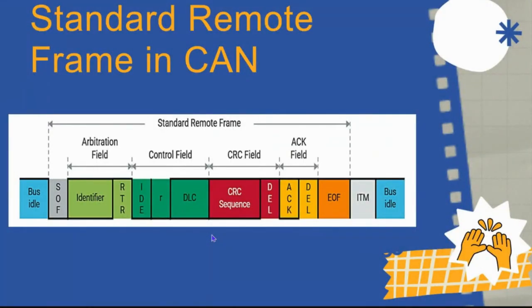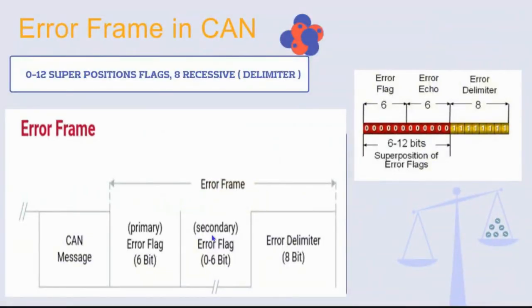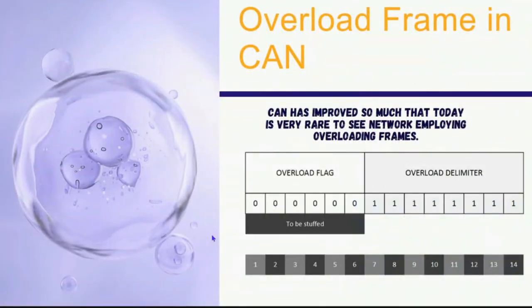Standard remote frame in CAN and error frame in the CAN. It will have 0 to 12 superposition flags and 8 recessive delimiters. In the error frame, we have the CAN message, the error flag of primary and secondary error blocks, and we have the error delimiter. And we have the overload frame in the CAN. Here the overload flag will be 6 bits, it will be stuffed, and we have the overload delimiter, which will have 8 bits.